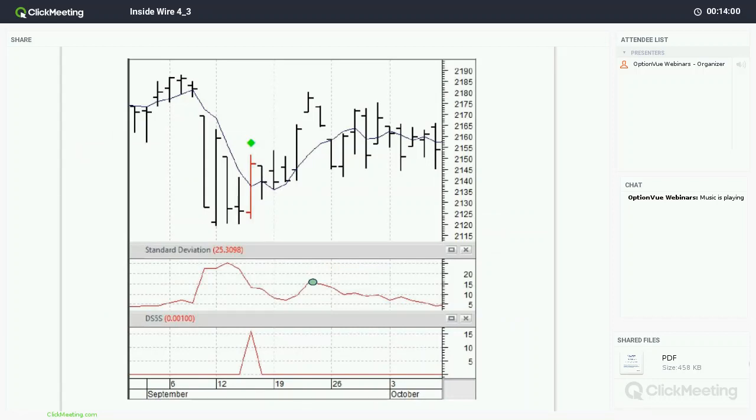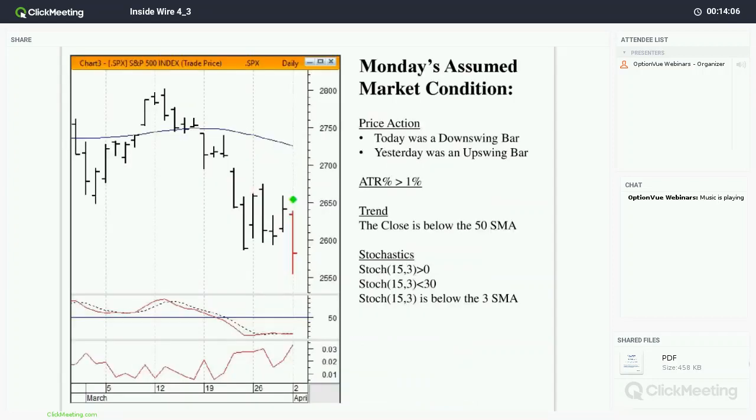Okay? So we have rate of change and standard deviation now, and here's what we look at from yesterday. If we were to take yesterday's market condition, and here's where I'm going towards my market likelihood report. When we look at the market condition, I always express it in terms of at least 3 dimensions: price action, trend, and then the stochastics situation. This time, because we have such a large bar, I'm throwing in an average true range percent as well.